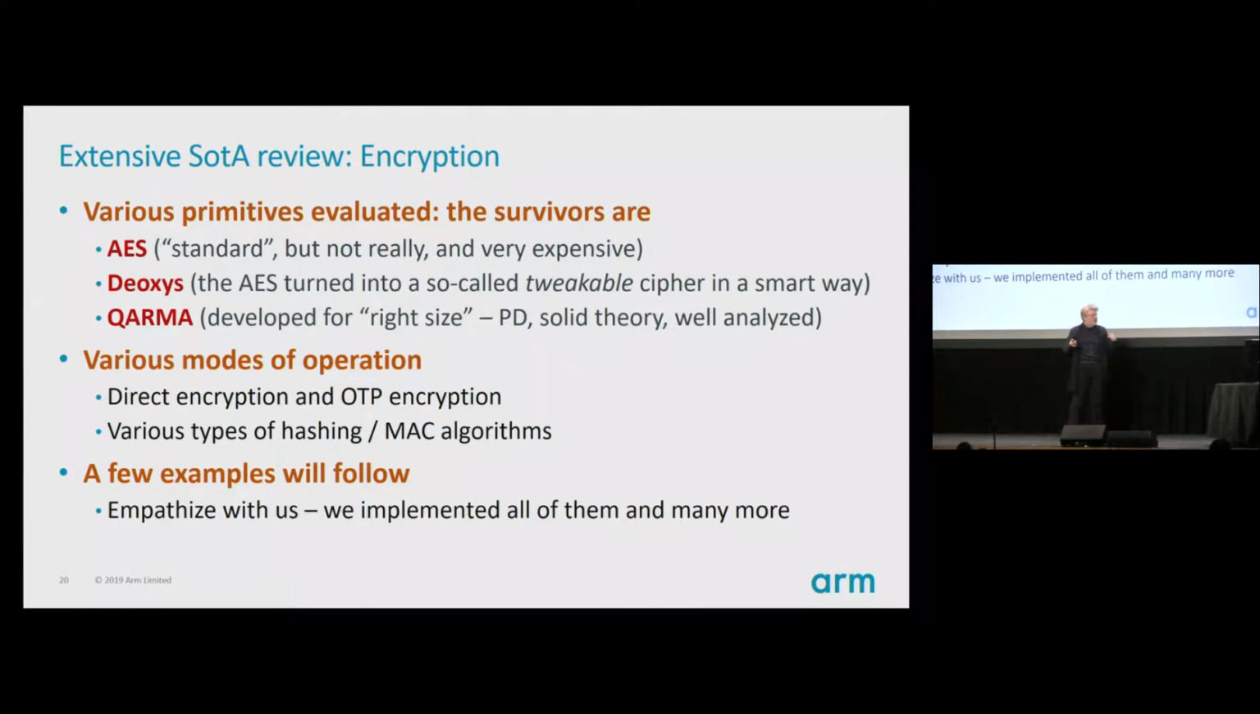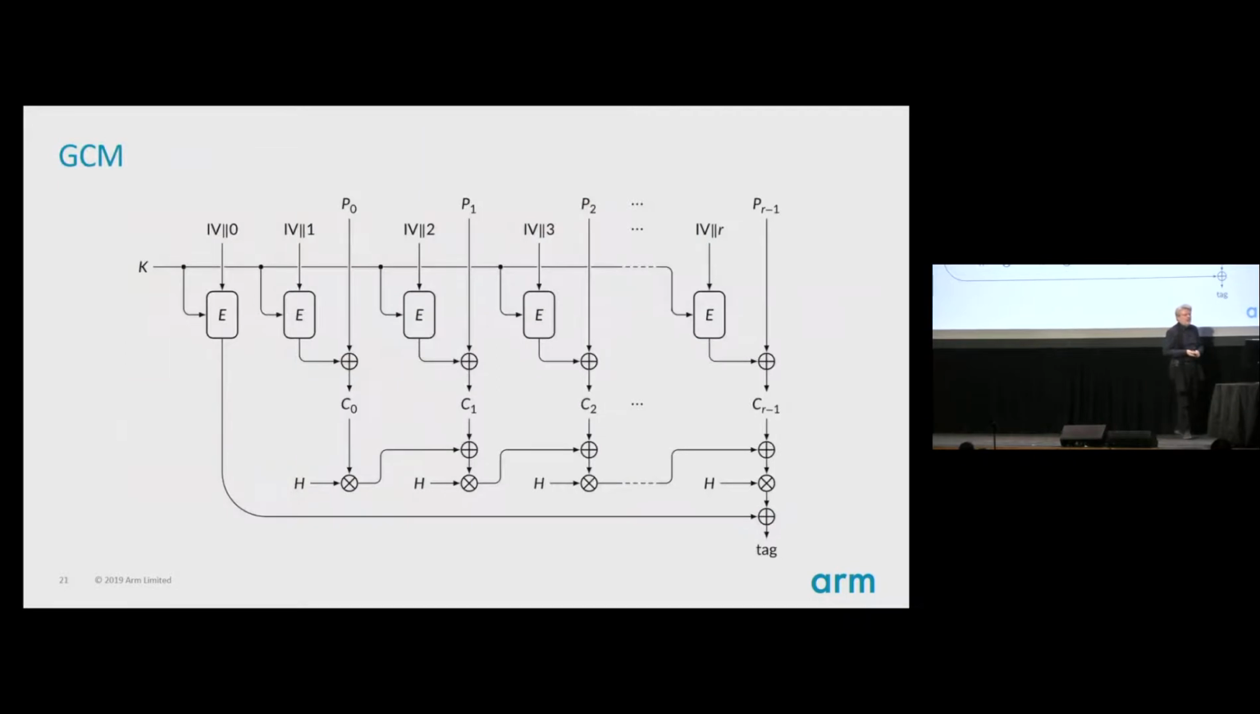I tell you one thing. It is to make you empathize with us, because we implemented all of them and many more. So our headaches were even bigger. So of course, we start with GCM, which is basically a counter mode followed by an encrypted polynomial authenticator in a Galois field. That's why it is Galois counter mode.